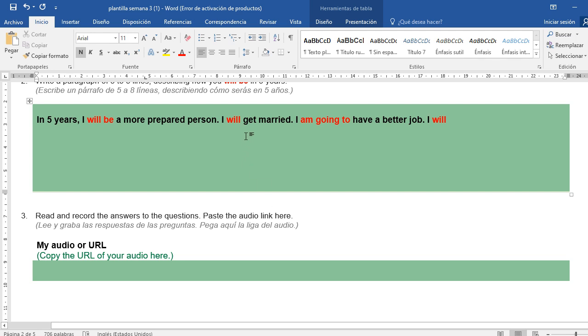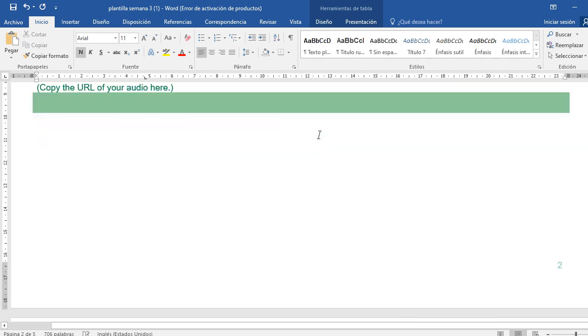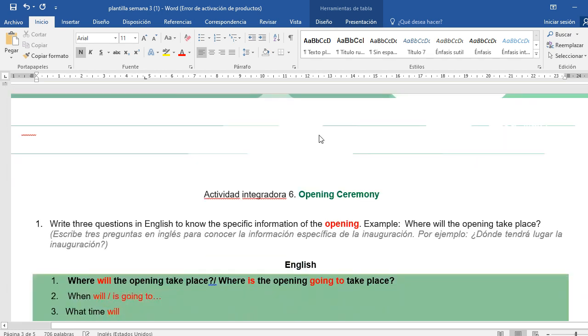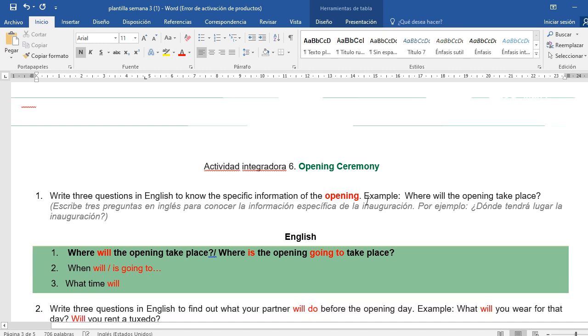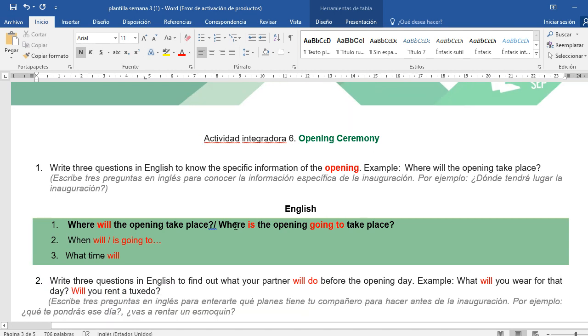I insist, don't forget to include some or all the auxiliaries that we have for future tense. All right. Then, about the integrating activity, number six, opening ceremony, what you have to do is, again, in future tense, you have to write down 3 questions.